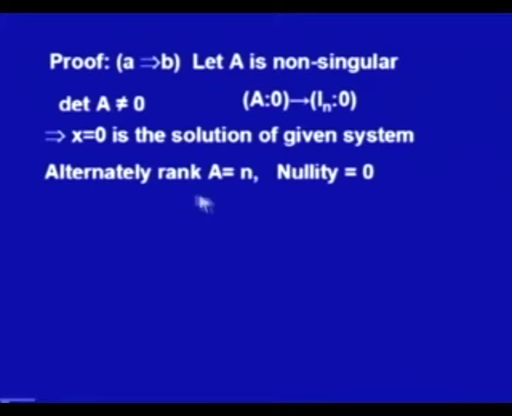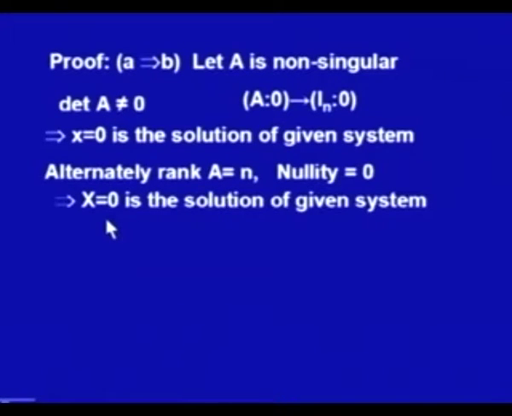Another way may be that rank A = n. If determinant A is not 0, then we know rank A = n and accordingly nullity will be 0, and if nullity is equal to 0, then the system Ax = 0 has the trivial solution x = 0. So, we have proved that x = 0 is the solution of given system when A is non-singular. So, this is first part.